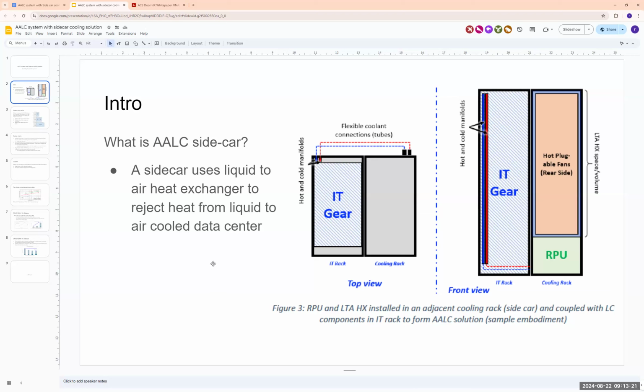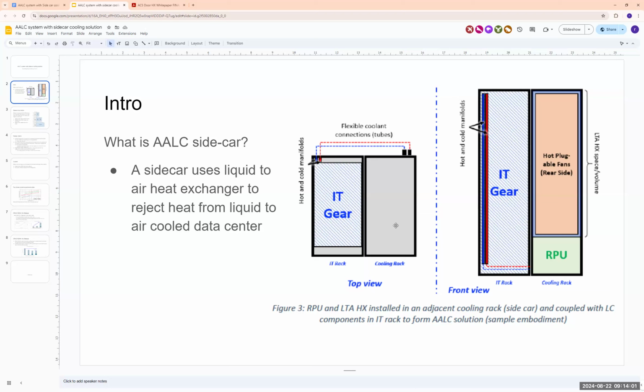Okay. Let me search the internet and see if I can find any 3D diagrams or 3D images to represent it. But the explanation here is where the heat is rejected from liquid to the air. That is the key point, in my opinion, because the IT hardware will use the liquid to reject the heat, and then the liquid heat is rejected in the sidecar heat exchanger.